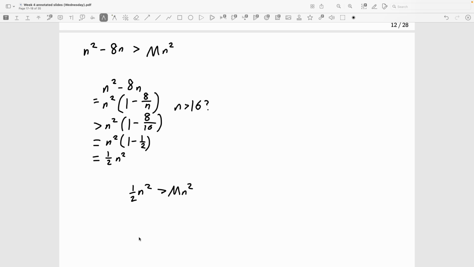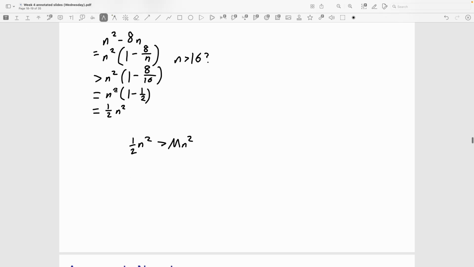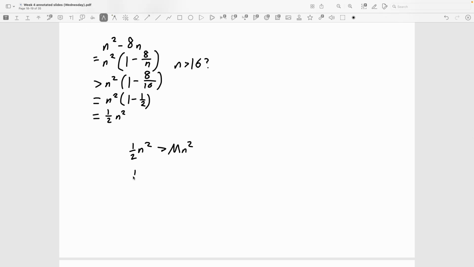So now I'm going to solve for m under this simplified inequality. Real simple. M has to be less than 1/2.